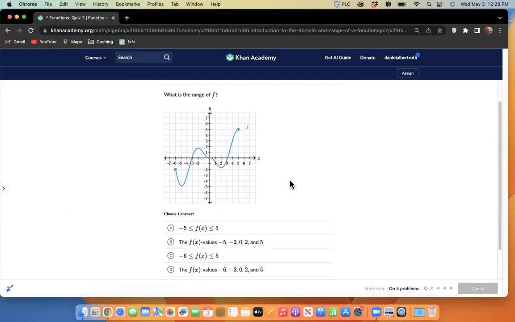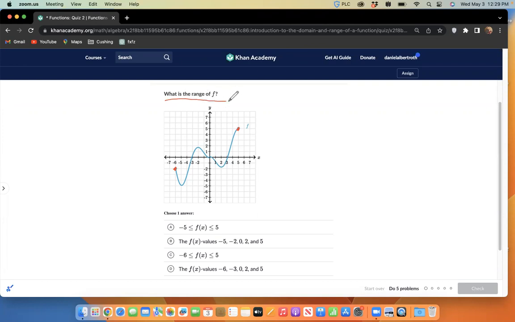Ooh, this looks fun. All right, so it looks like they've graphed this function, and the function has a start point and an end point, which doesn't always happen. It looks like it starts here, right? It goes down, it goes up, it goes down again, squiggles, goes back up, and then it ends here. So it asks for the range of the function.